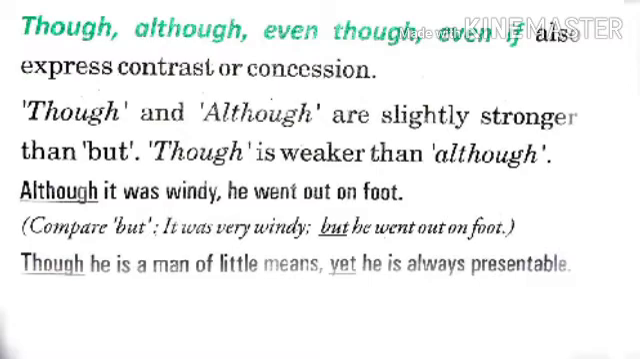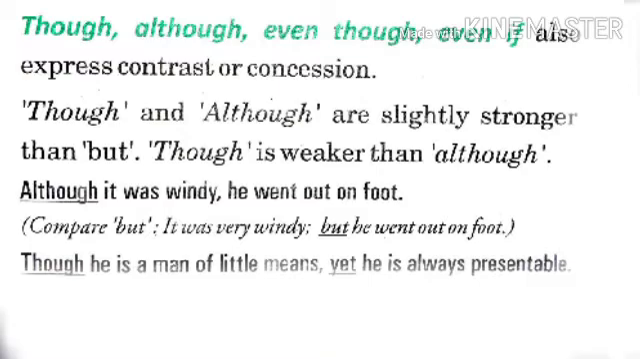Now let's come to though, although, even if, etc. Though and although are slightly stronger than but. Though is weaker than although. Students, remember, though is weaker than although. Let's take the examples. Although it was windy, he went out on foot. Though he is a man of little means, yet he is always presentable.